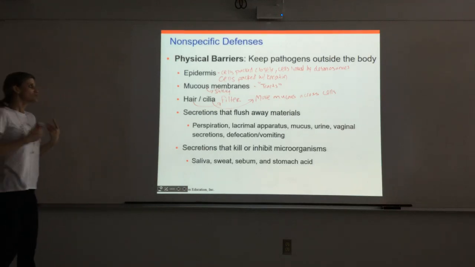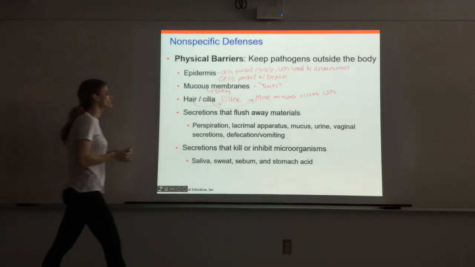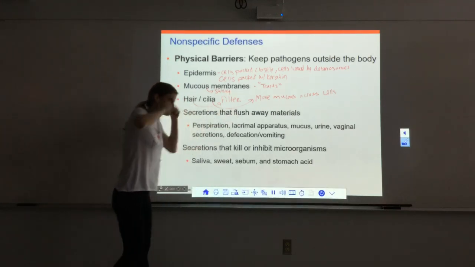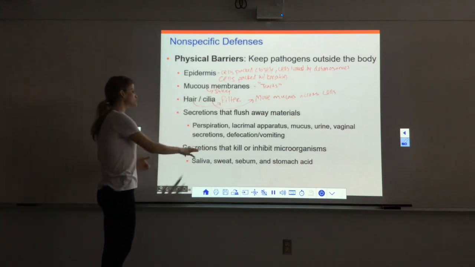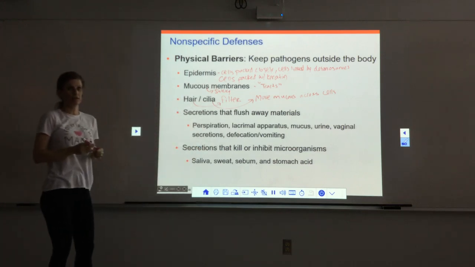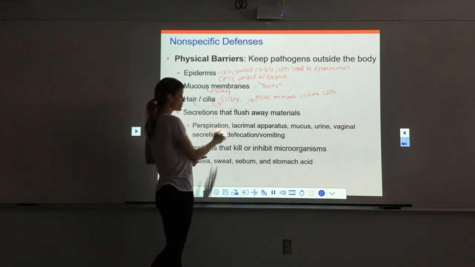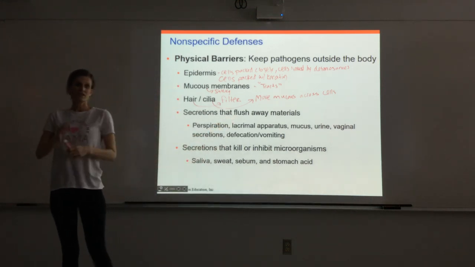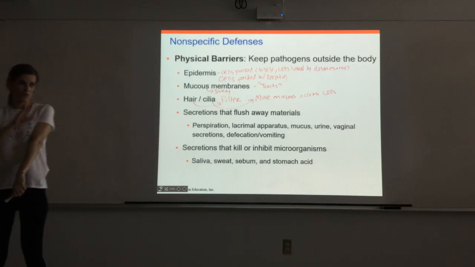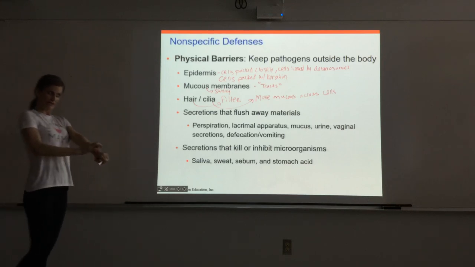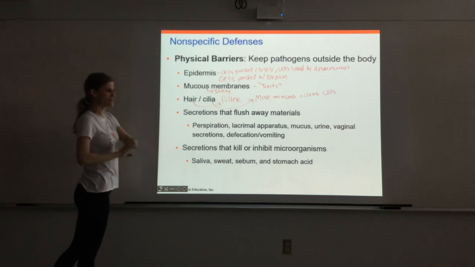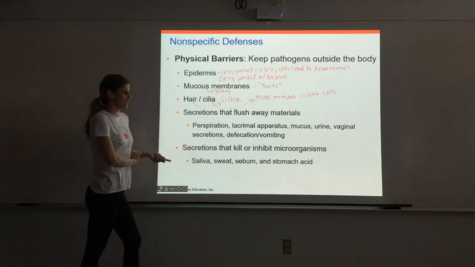We have a lot of secretions present in the body. We've got secretions that flush, to just flush away materials, and we have secretions that actually kill the microorganisms. So as far as flushing, perspiration, your sweat. Sweat flushes out your pores, the little passageways or little holes that are present in the epidermis. It also flushes the surface of the skin.